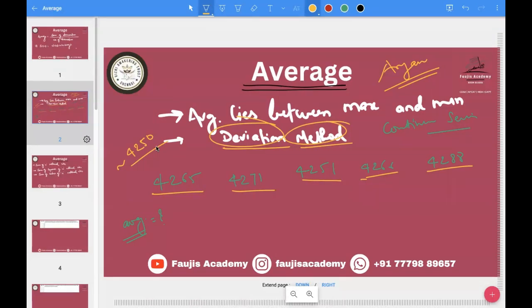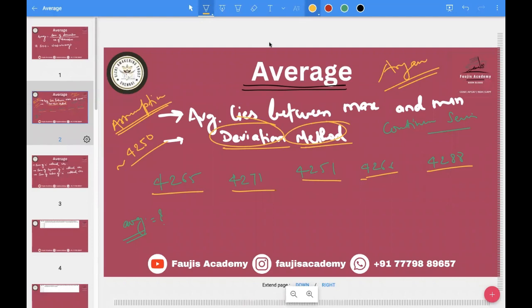Can we say yes or no? No, sir. Who said no? Krishna. Listen to my words carefully. When you look at all this data, 4265, 4271, 4251, 4266, 4288, without calculating, can we say it seems, and this is an assumption, that 4250 is an assumption. What number do you want me to take, Krishna? You tell me. Sir, it lies between 4251, the minimum, and the maximum number 4288.